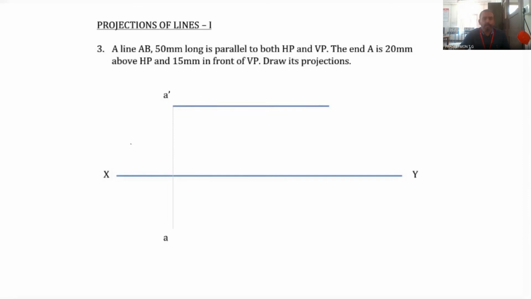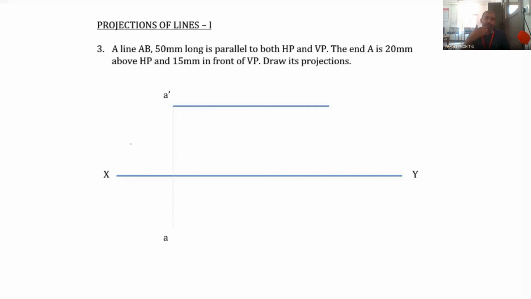Then draw a horizontal line, a line which is parallel to the XY line, passing through A dash. And the length of this particular line, which is passing through A dash and parallel to the XY line, should be equal to 50 millimeter. Since the true length of the line is 50 millimeter, and the line is parallel to both HP and VP.